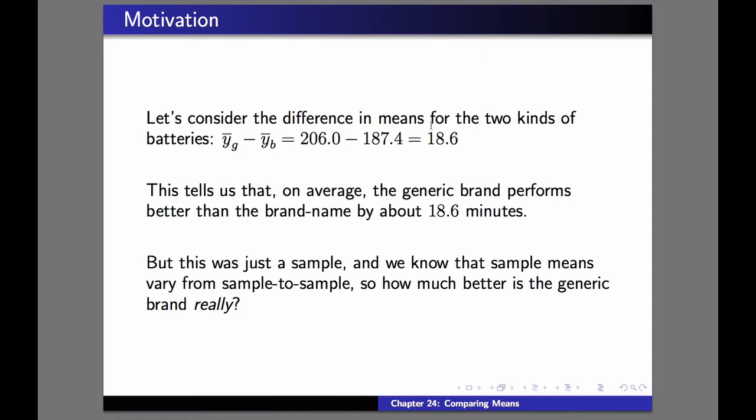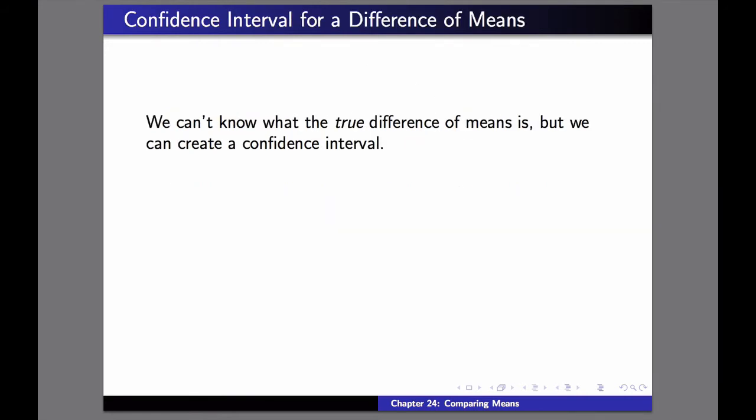Okay, this could have just been a fluke. This could have been due to random chance. Now, I can't know how much better it really is, but I can make a confidence interval. So we won't know the true difference, but let's look at this confidence interval.